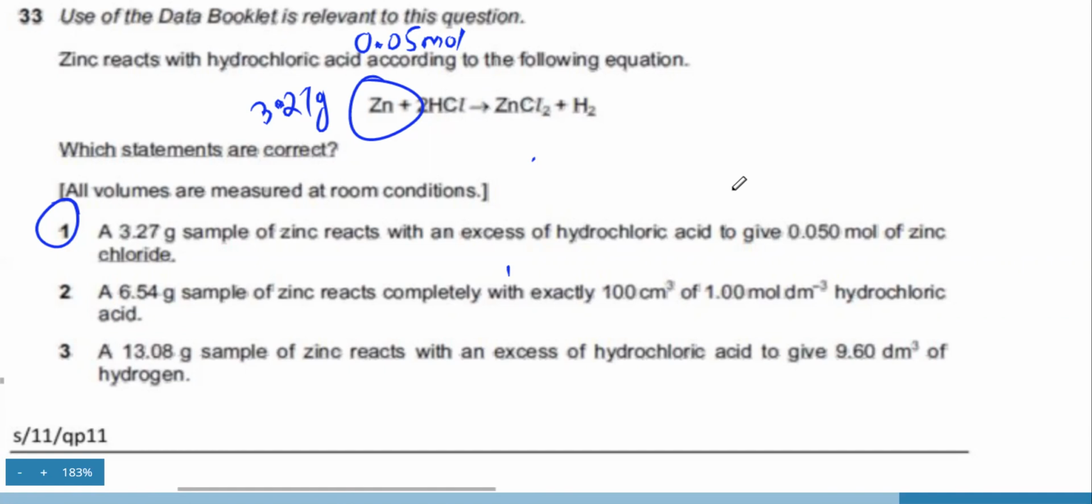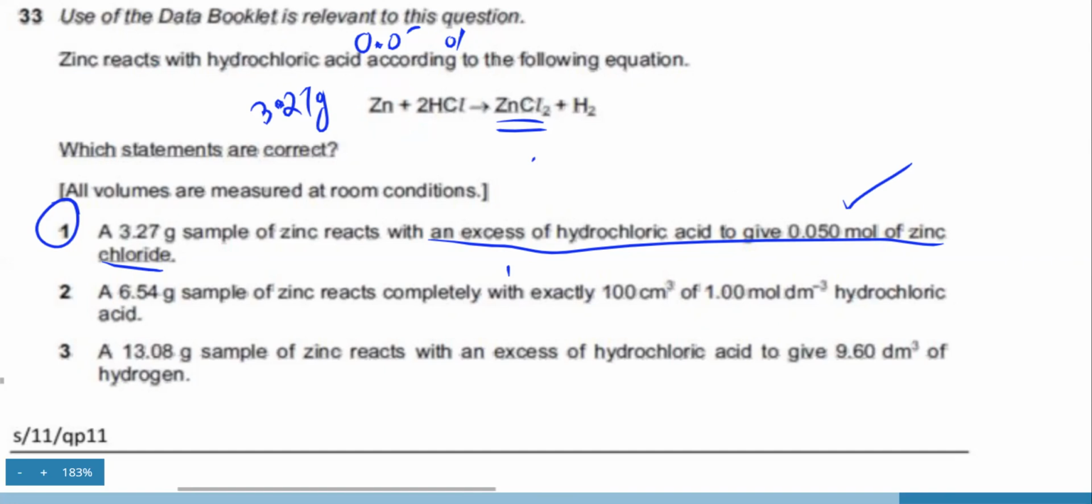So he's saying that zinc reacts with an excess of hydrochloric acid to give 0.05 moles of zinc chloride. According to this ratio, how many moles of zinc chloride would be formed? 0.05. So this statement is correct. The first option is correct, right? Yeah. What about the next one? Now, in the next one, let me rub this off.